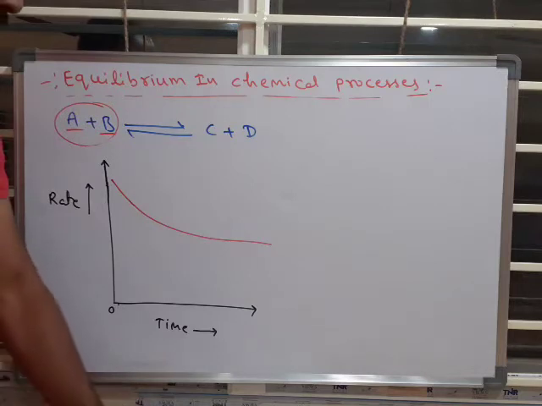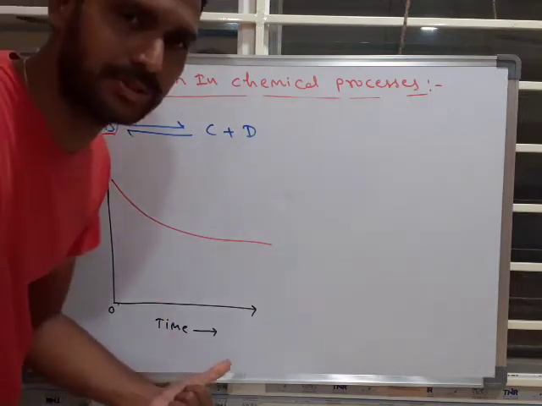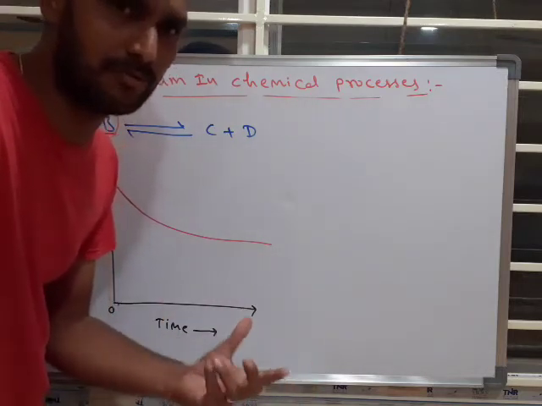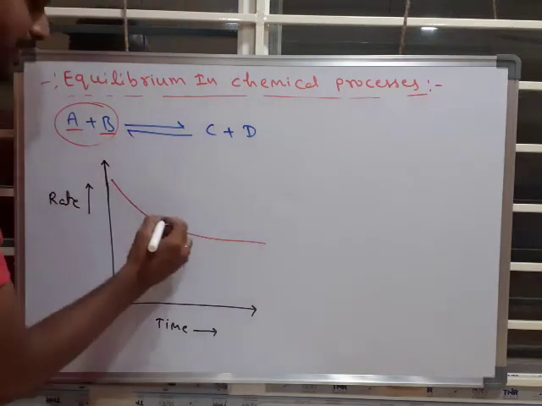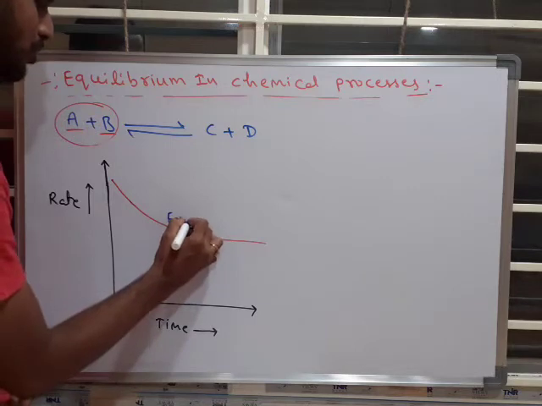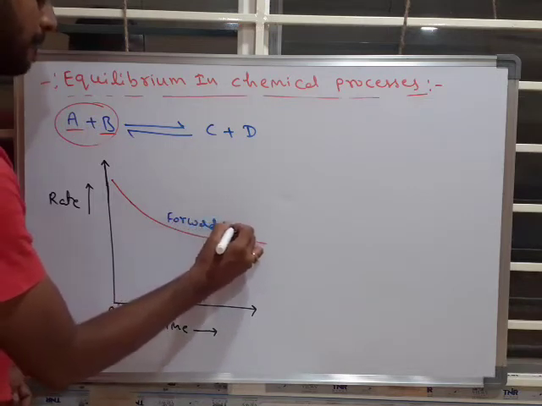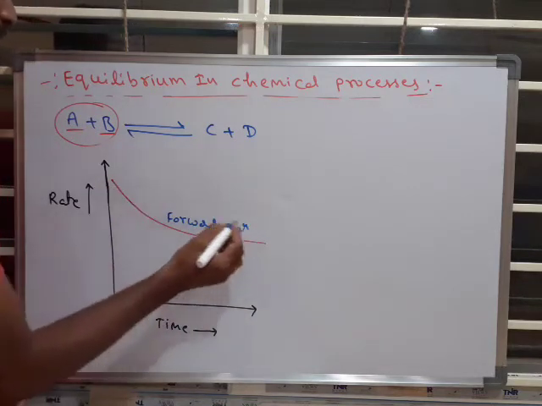This indicates either the forward reaction or the backward reaction. We know that it's a forward reaction. Forward reaction is what starts high and decreases, so this line indicates a forward reaction. This is the rate of the forward reaction.